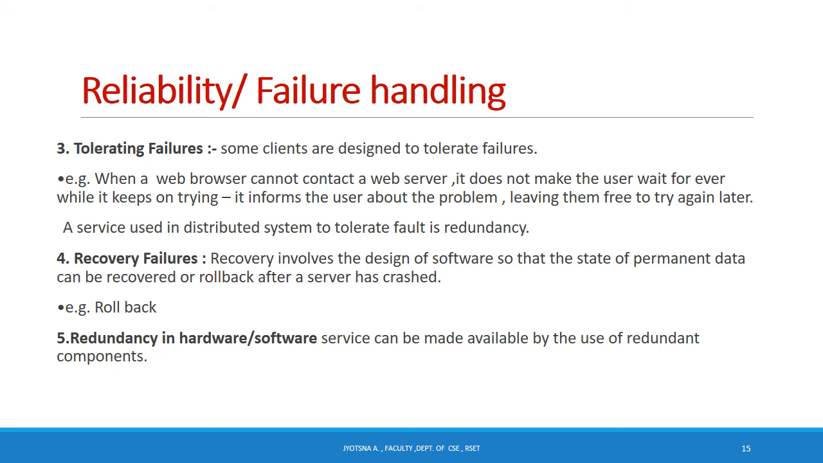The fourth technique for failure handling is recovery from failures. Recovery involves the design of software so that the state of permanent data can be recovered or rolled back after a server has crashed. The fifth technique is redundancy in hardware and software. Service redundancy means keeping the replicas in more than one system. The redundancy can be made available by the use of redundant components.